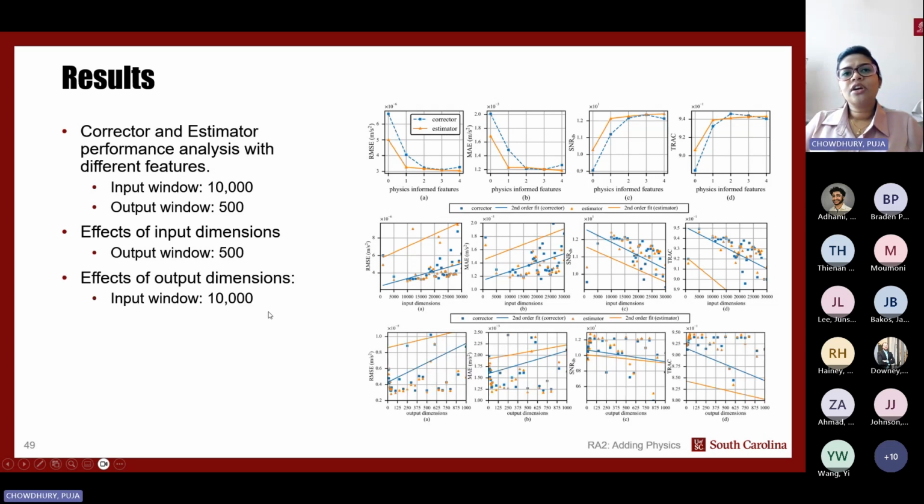To find the effect of the output dimension, in the figure below, we keep the input window constant at 10,000 and do the analysis for output dimensions ranging from around 0 to 10,000 and more. Here we zoom into the part where we see the most changes. From here, we can see the final, best performance we achieved with the input window of 10,000.